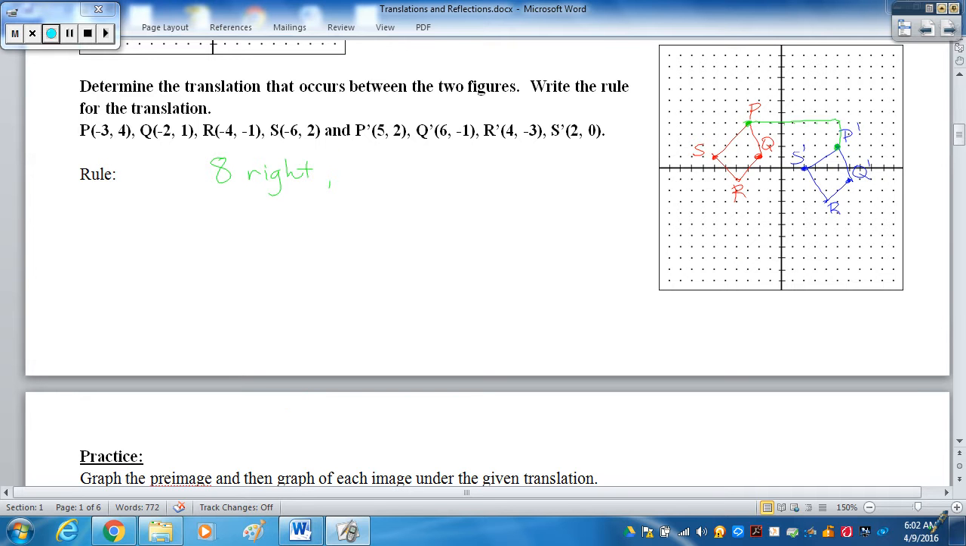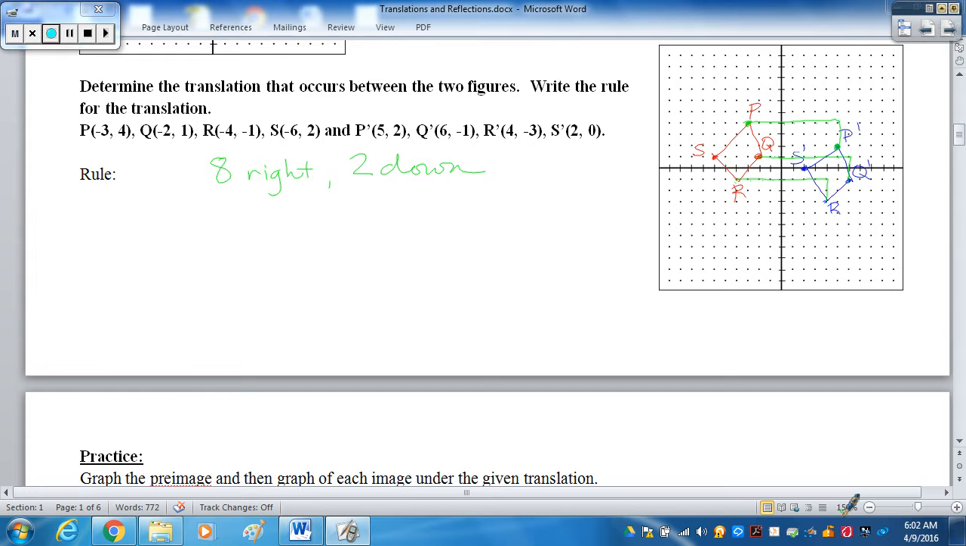Now, probably a good thing at this point is just to make sure that that holds true for at least another point or two, just to make sure I've got it. Now, you don't want to go from Q to S, you want to go from Q prime to S prime. So if I count this, 1, 2, 3, 4, 5, 6, 7, 8 to the right, and 2 down. I got the same thing. Let's go from R to R prime just to make sure. 1, 2, 3, 4, 5, 6, 7, 8, down 2. Okay, so we've got the rule.